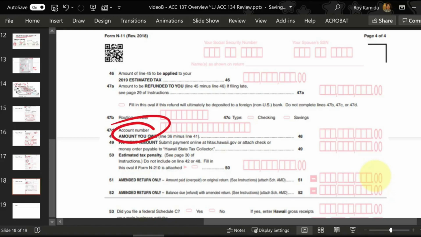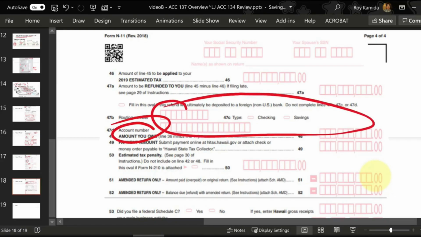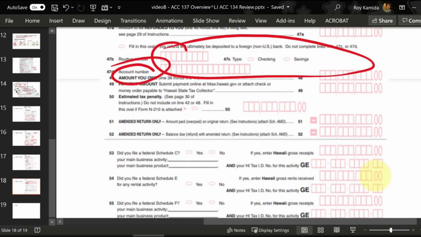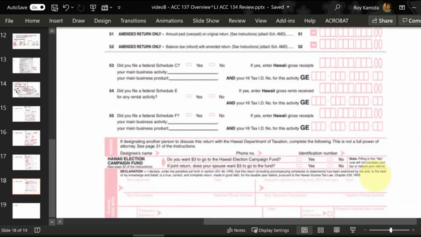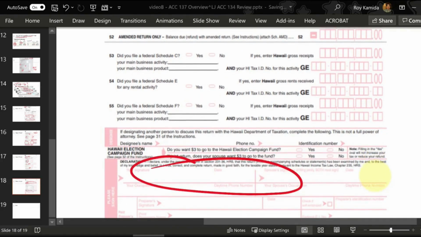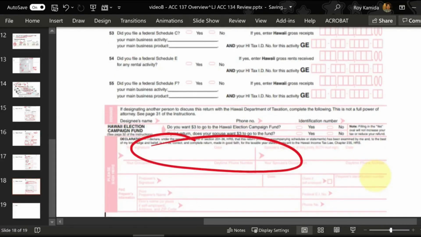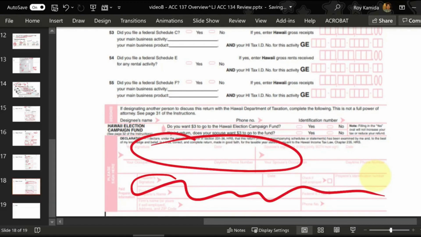Just like federal, you can have your refund direct deposited. Just like federal, you can also have a Hawaii Department of Taxation account debiting out of your bank if you owe. Again, most people file electronically, but if you do paper returns, you got to have the taxpayer sign the return, date it, and mail it in to the proper office that's listed in the instructions to the N11 form. And again, we have a section for paid preparers. Okay, but again, professionals need to fill that section out.